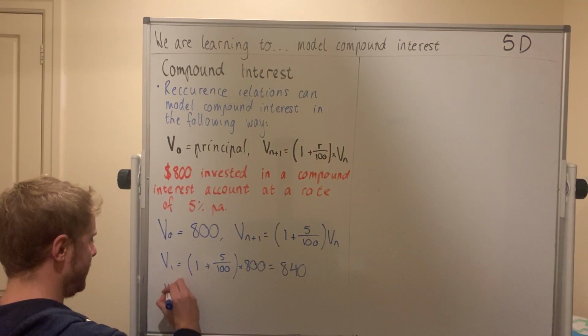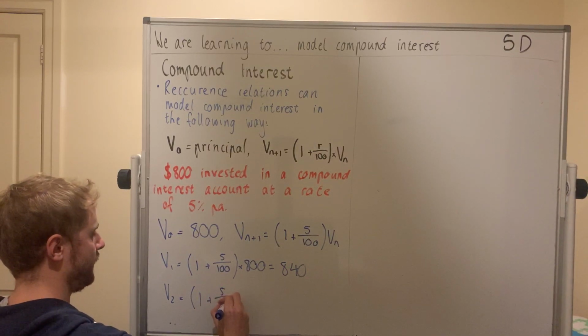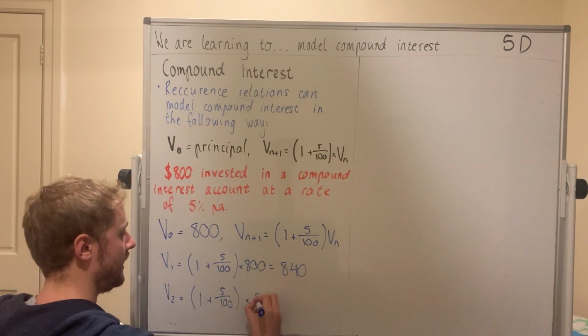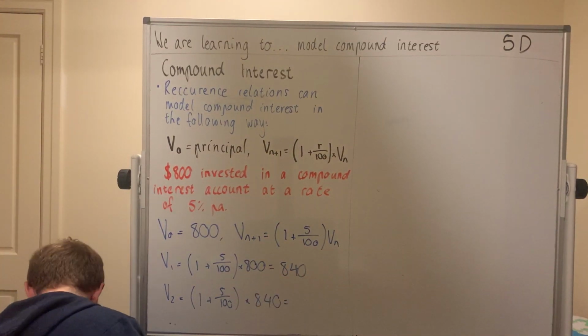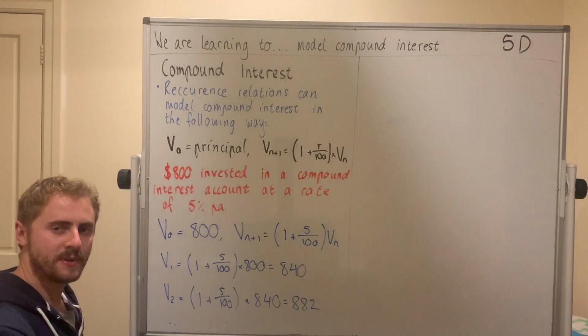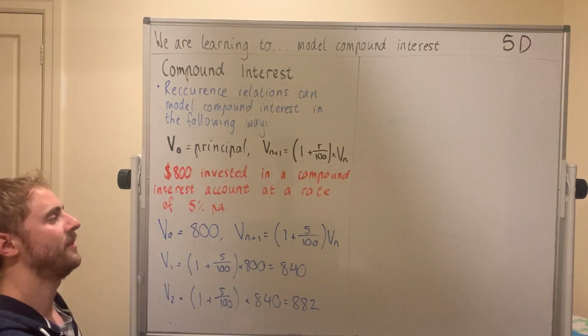Work it out, V2. 1 plus 5 over 100 multiplied by the previous term, in this case 840. That will come out to 882. So a bit different to simple interest where you're adding the same value on every time. Compound interest changes because the principal is always changing.